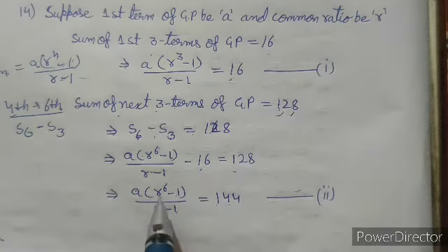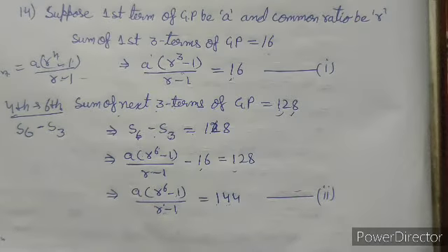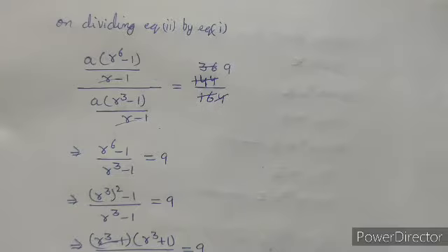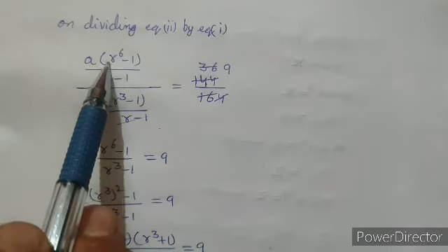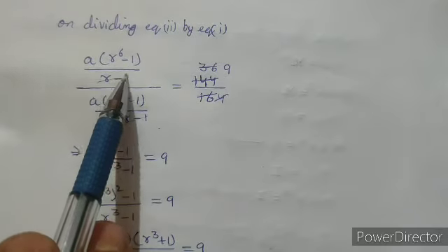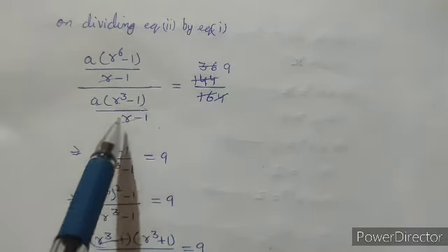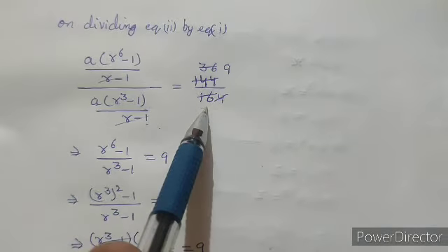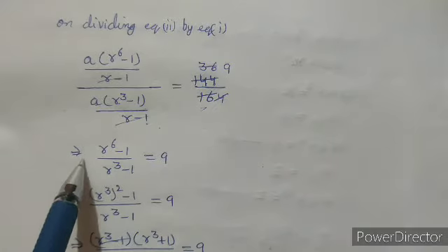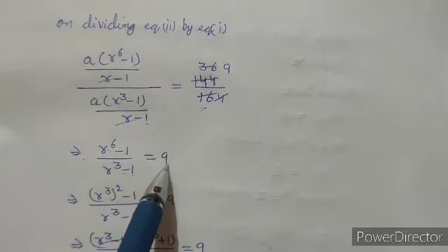Now we can divide the equation second by equation first to get the value of r. On dividing equation second by equation first, a(r^6 - 1)/(r - 1) whole upon a(r^3 - 1)/(r - 1) will be equal to 144/16, and that will give us (r^6 - 1)/(r^3 - 1) equal to 9.